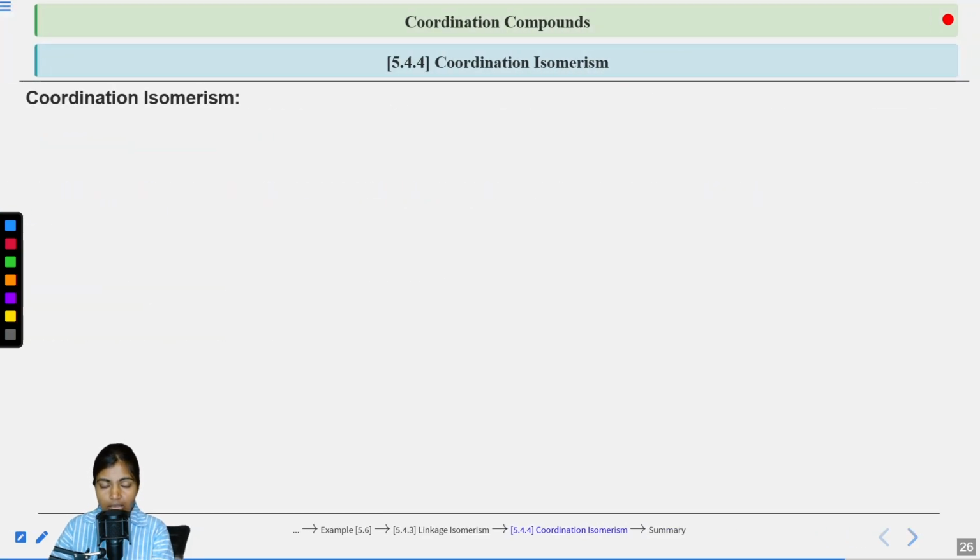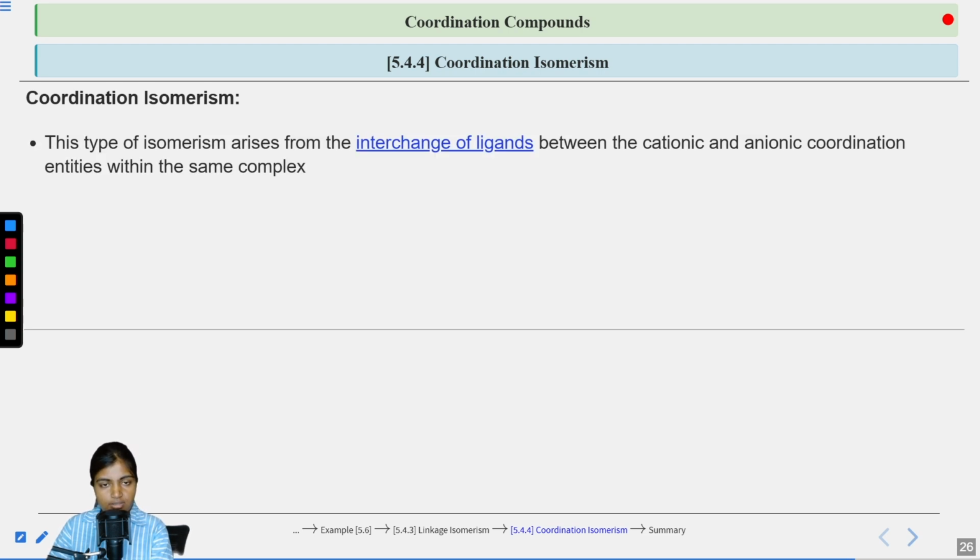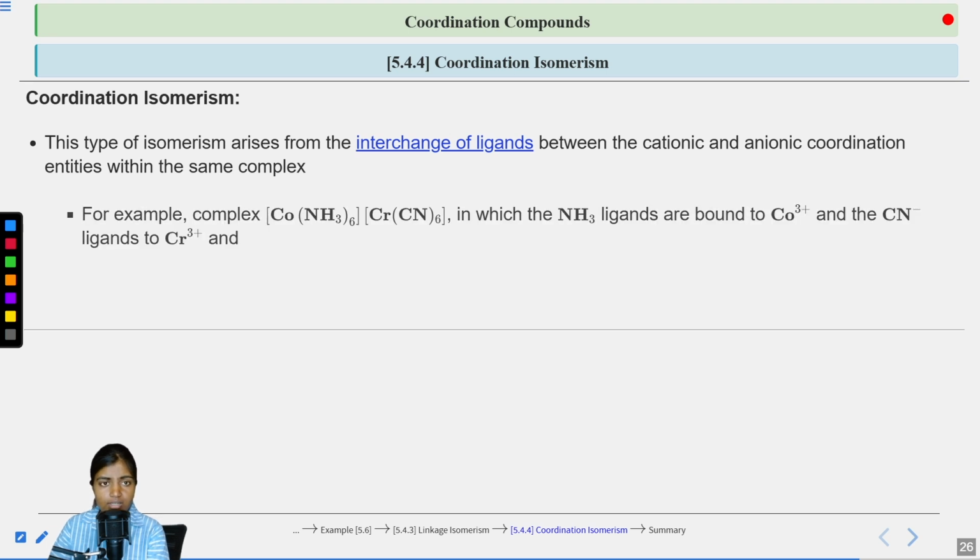Let's see another type of isomerism, that is 5.4.4 subsection, coordination isomerism. This type of isomerism arises from the interchange of ligands between the cationic and the anionic coordination entities within the same complex. So within the same complex, if you interchange the ligands between the cationic and the anionic coordination entities, then coordination isomerism arises. Let's understand by an example.